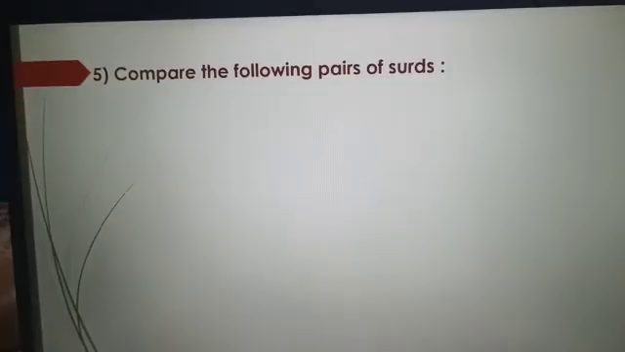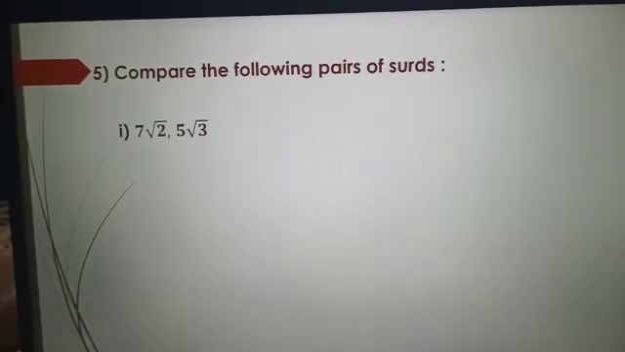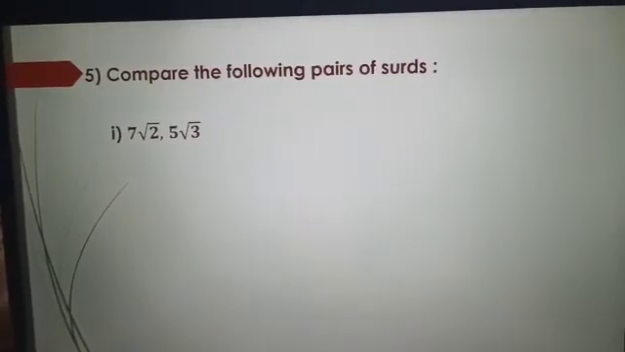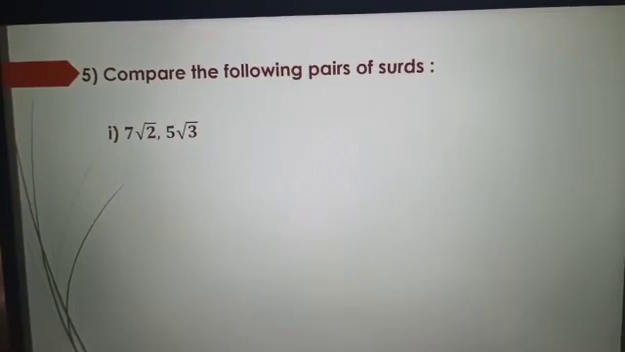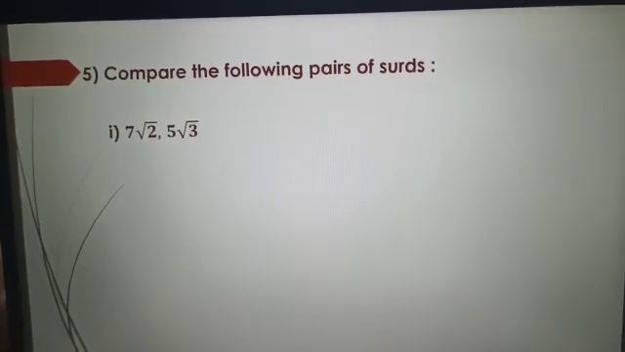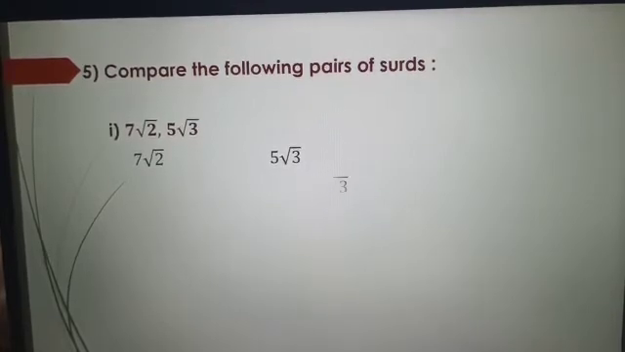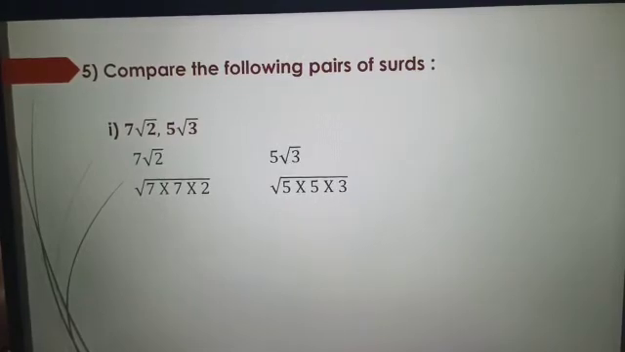Question number 5. Compare the following pairs of surds. First one, 7 square root of 2 and 5 square root of 3. So see here the radicands are different. So first we have to solve the first one. That is, first is 7 square root of 2 and next is 5 square root of 3. So now outside the square root is 7. So write the 7 inside the radicand sign. So here 1 7 is outside.